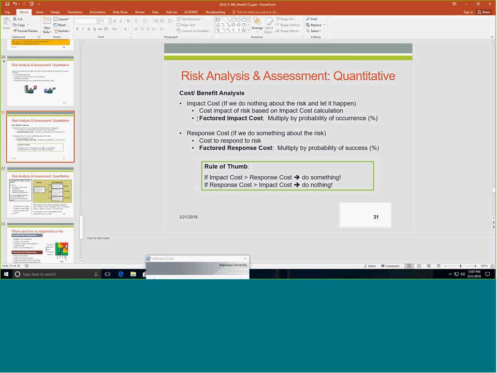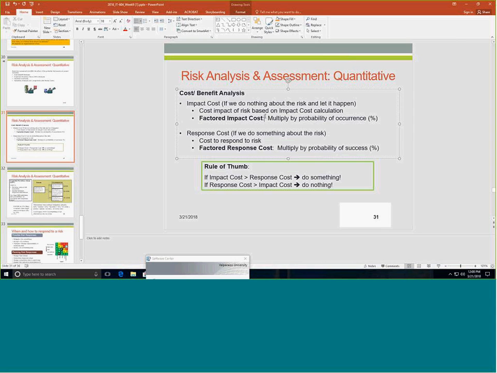This is where we start with an impact cost, which is the example that I just mentioned. We look at the impact cost either raw, which means the cost of impact based on a straight impact cost calculation. That is, if the risk occurs, it's going to cost me $1,000, right? Or we can say we're going to factor that impact cost, and that's much more realistic.